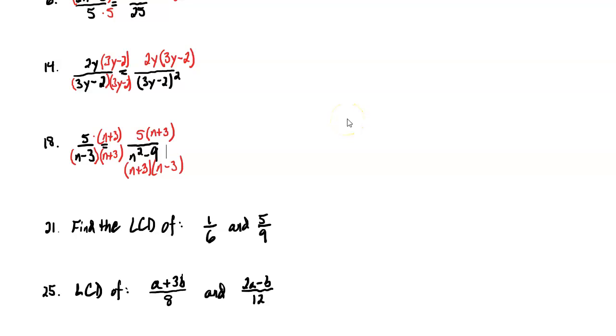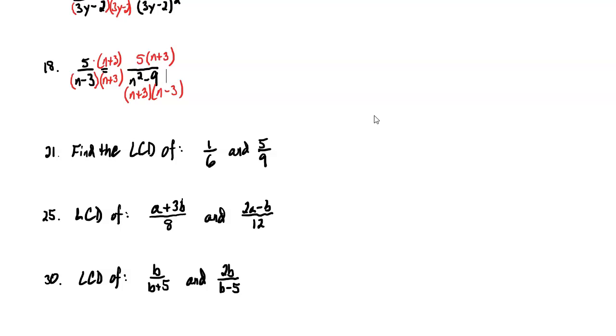Now in all of those problems, we had a fraction given to us to begin with, and then we wanted to change it to a new fraction, and we were told what the denominator of the new fraction is. Now let's switch gears. Number 21, find the least common denominator of these two fractions, 1/6 and 5/9.